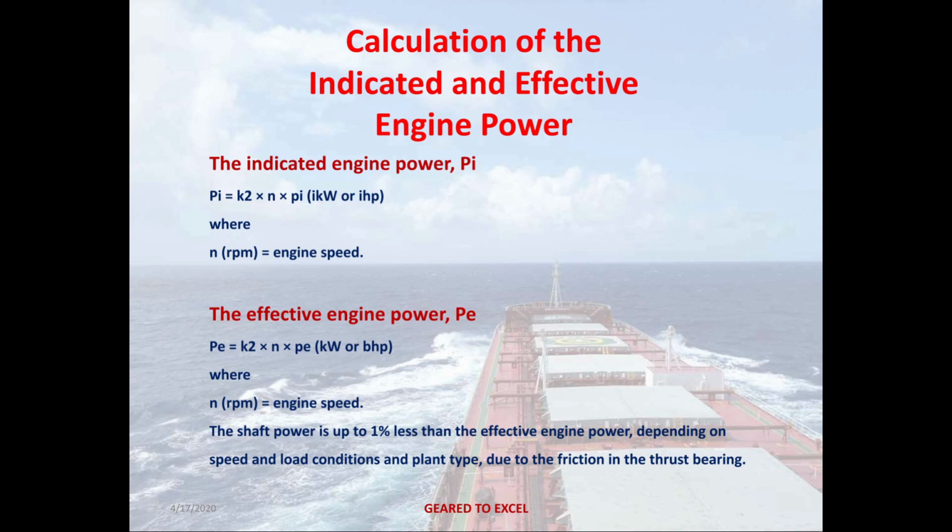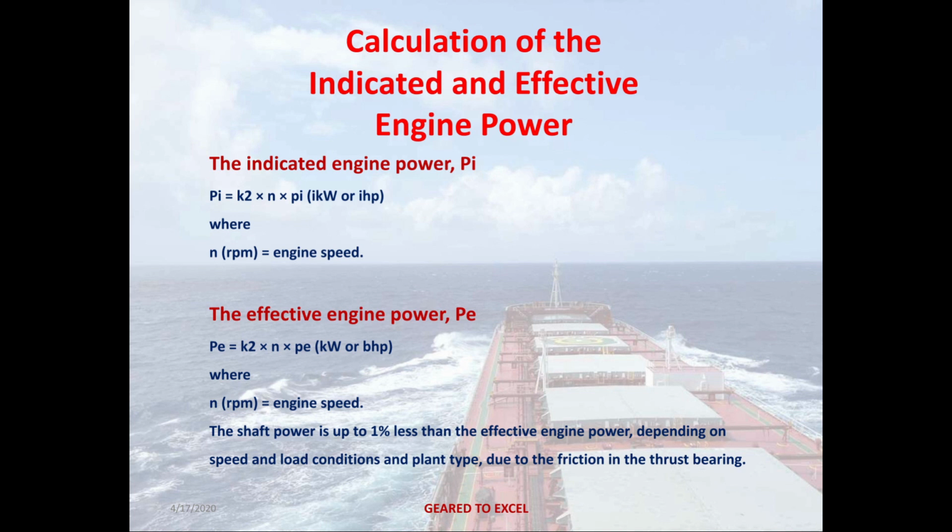The shaft power is up to 1% less than the effective engine power, depending on speed and load conditions and plant type. It can be either a fixed pitch propeller or CPP. This is due to the friction in the thrust bearing.